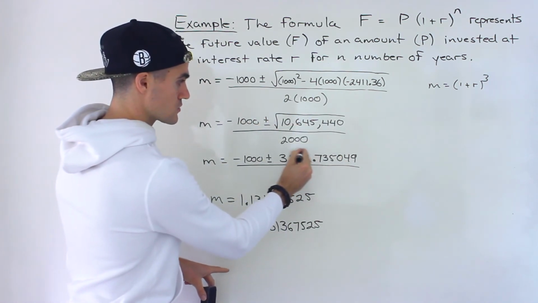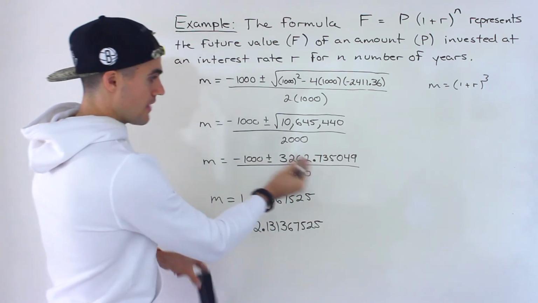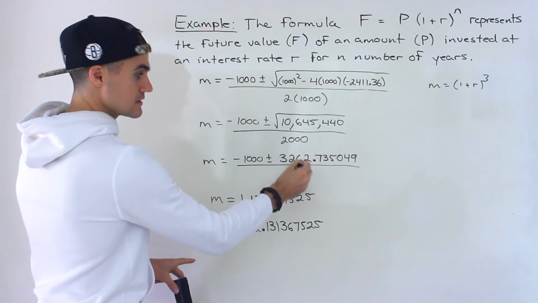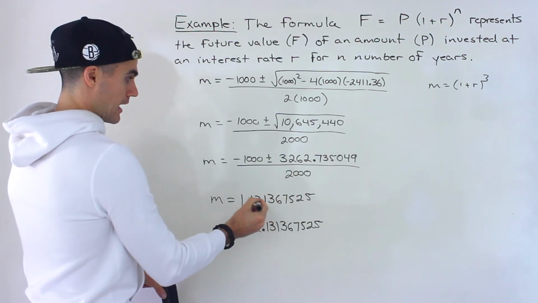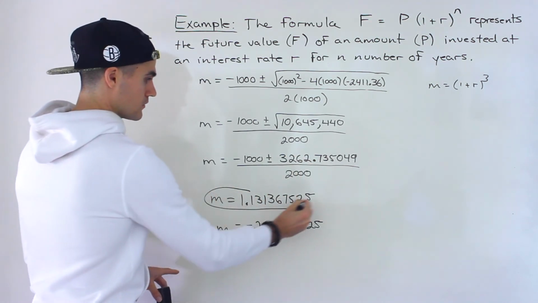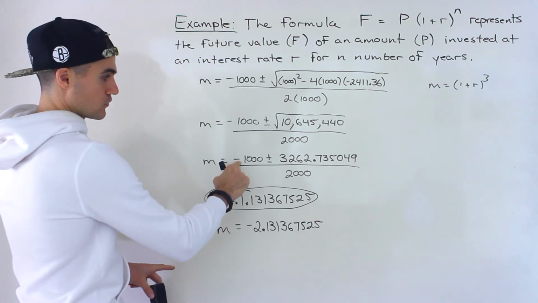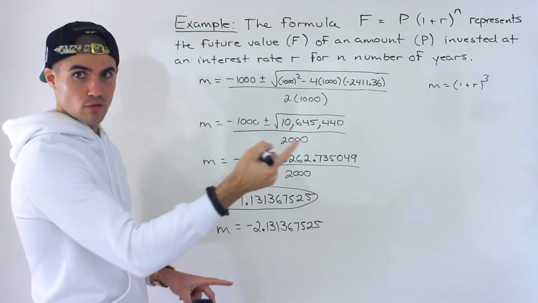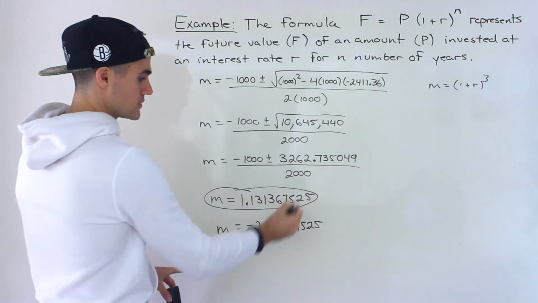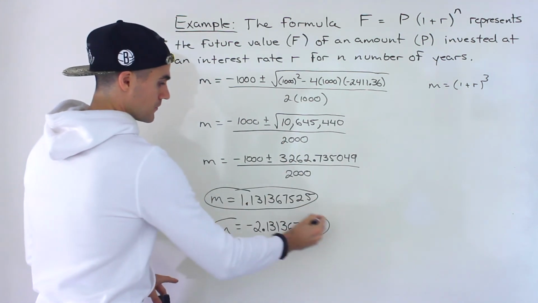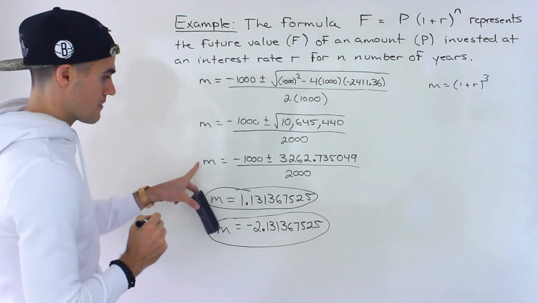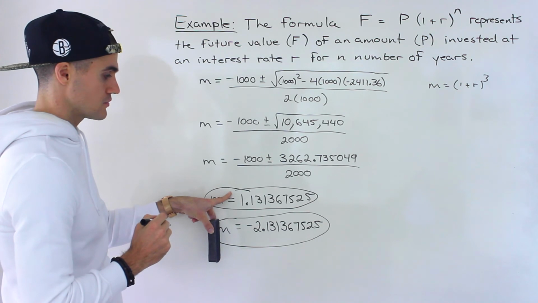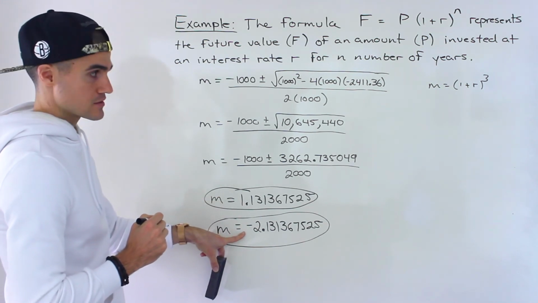So the square root of this would be this. And then the two values, you take negative 1000, add this, then divide it by 2000. And you would get this amount for m. And then negative 1000 minus that amount, it would be like negative 4000 and something, divided by 2000, and you would get this amount. And so notice for the m, we got two solutions. We got a positive solution and then a negative solution.